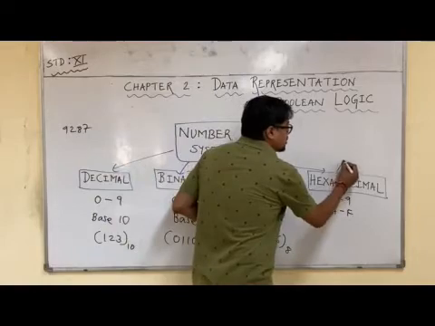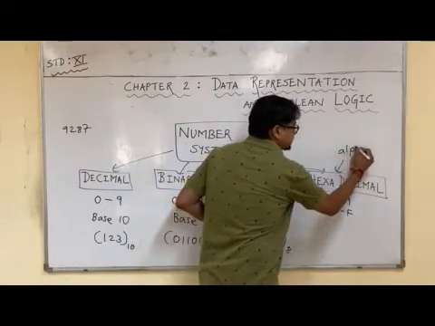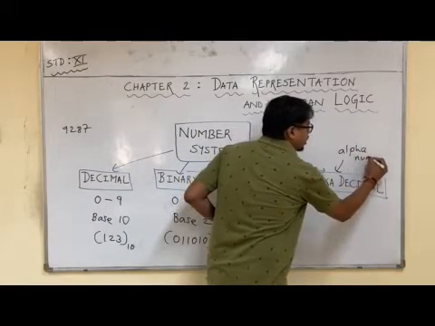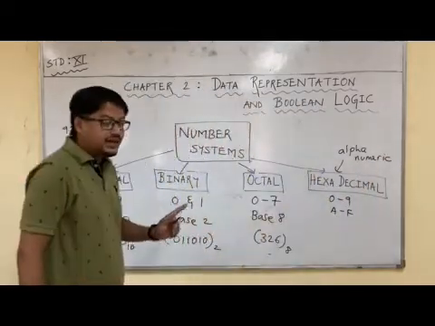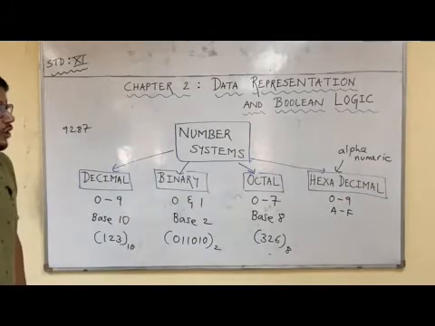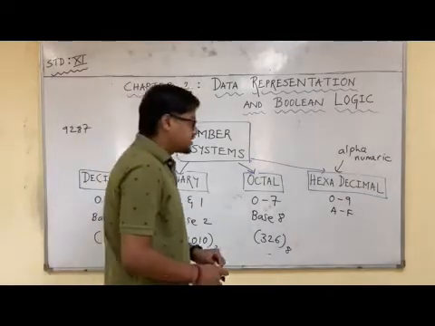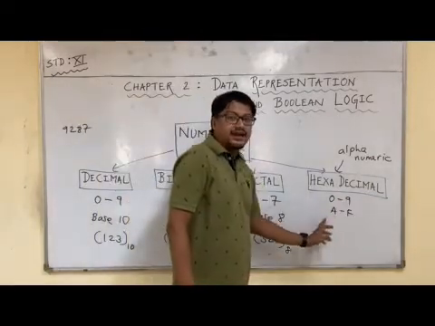So this is also referred to as alphanumeric. Alphanumeric means it allows us the use of alphabets, and it also allows us the use of numeric data. So what data is allowed? 0 to 9 and A to F.